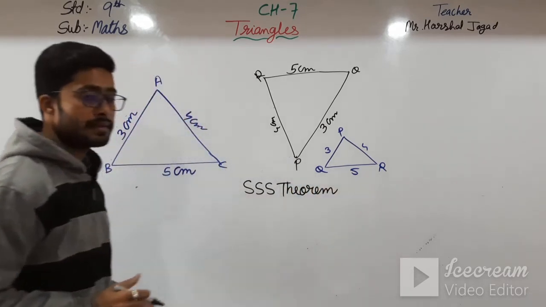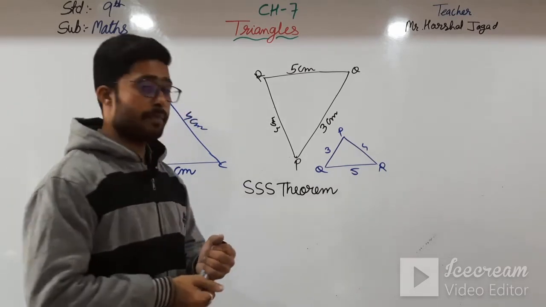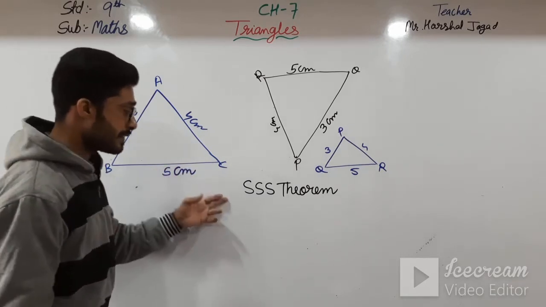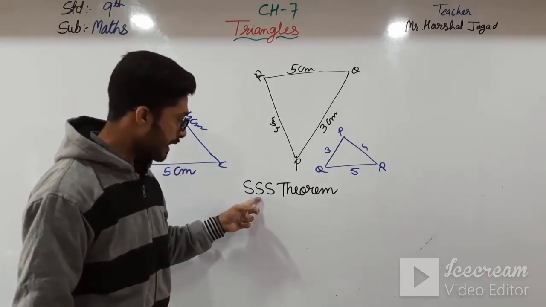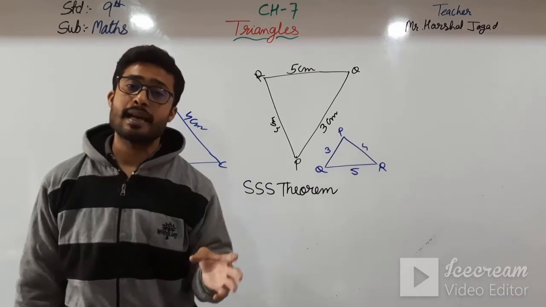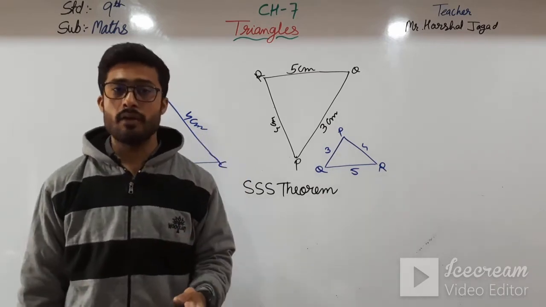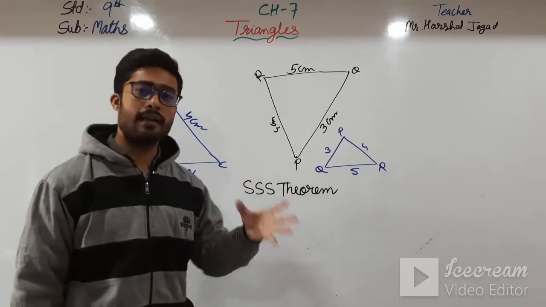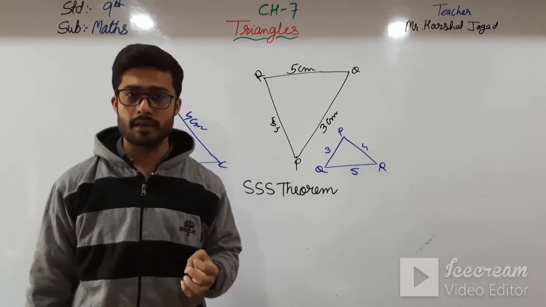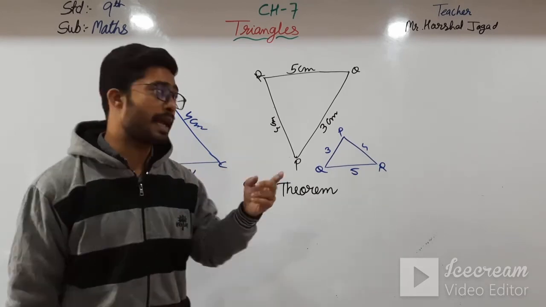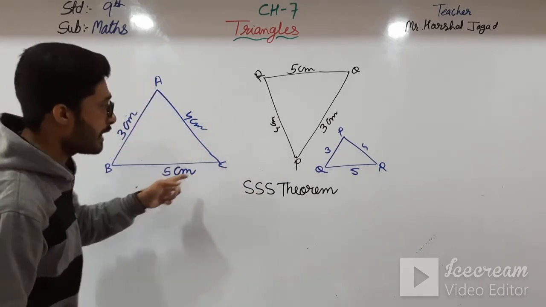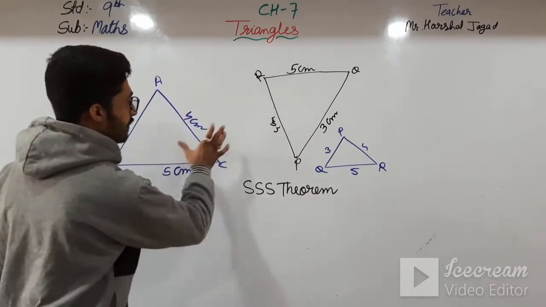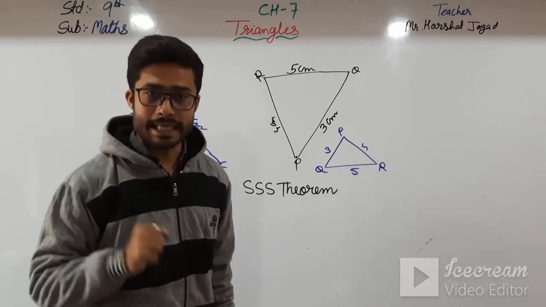Okay, the SSS theorem. Now, what happens in this? In this theorem, they are telling us that if the three sides, side, side, side, of a triangle are equal, obviously the triangle has three sides only, then if the three sides of one triangle are equal to the three sides of another triangle, the triangles are congruent to each other.